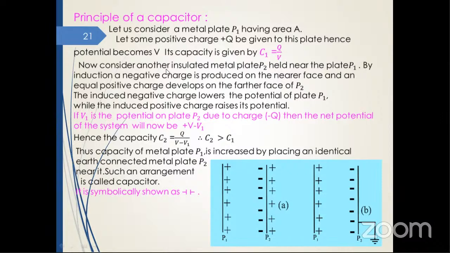Now consider another insulated metal plate P2 held near the plate P1. Because of this positive charge, a negative charge is induced on the inner side of this plate P2. So now consider another insulated metal plate P2 held near the plate P1.